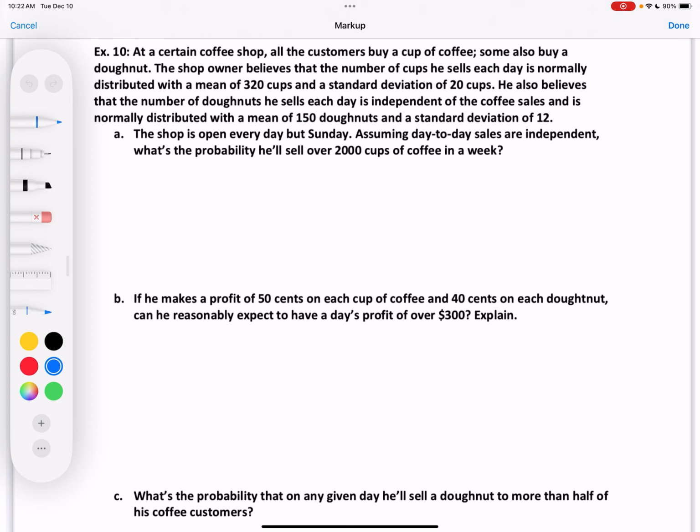So I would do a little table first, probably to just draw out the mean and standard deviation of these things. So I'm going to do X bar, sigma, and then coffee and donut. So 320 cups of coffee on average with a standard deviation of 20. Donuts are 150 with a standard deviation of 12. And this is all per day.